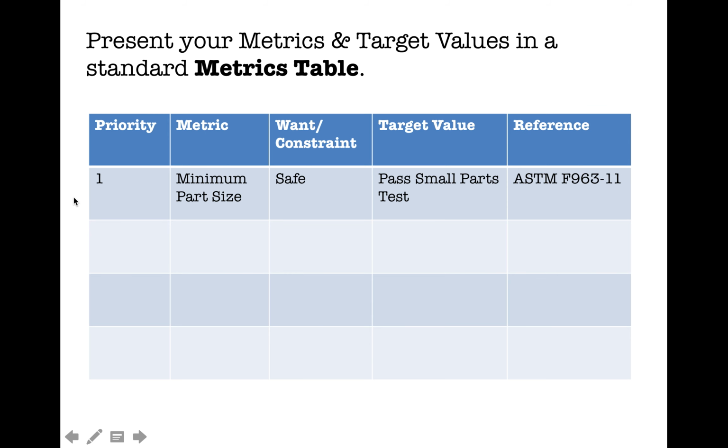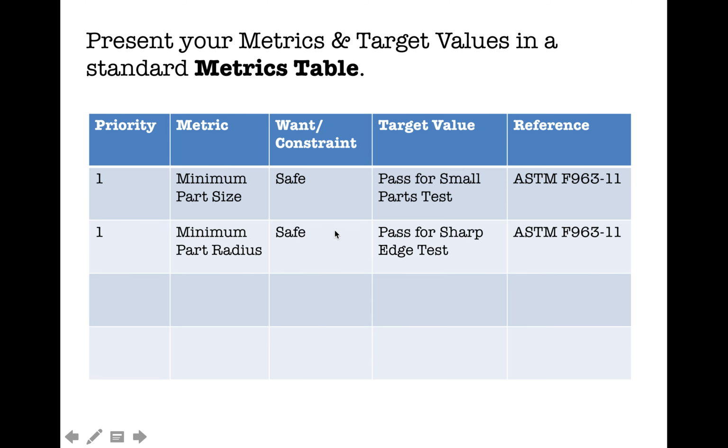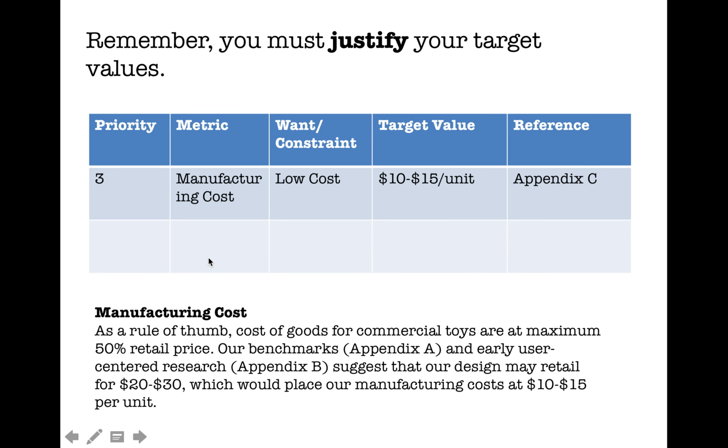Okay. The second is another test with ASTM. It's the sharp edge test. It's associated with that same constraint, which is safety, and it's the minimum part radius test. Okay, here's a manufacturing cost, which is a want, so that's a low priority for me, or lower priority. Manufacturing costs, I want to target $10 to $15 per unit. Okay, and here's the justification that goes along with it.